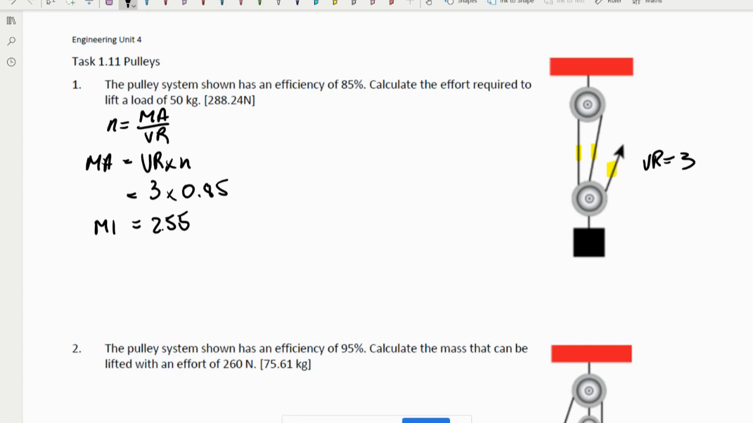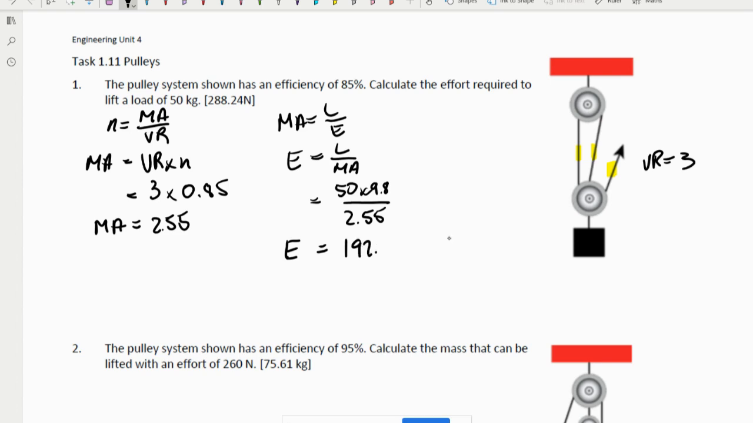That ends up being a 2.55 mechanical advantage. Now, mechanical advantage equals load over effort. So effort equals load divided by mechanical advantage. So if my load is 50, we need to times that by 9.8 to create a weight out of it. We divide that by 2.55, back to the trusty calculator. So that means that the effort required to lift this load is 192.16 newtons. So yeah, definitely wrong there.